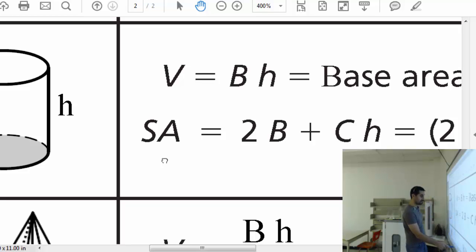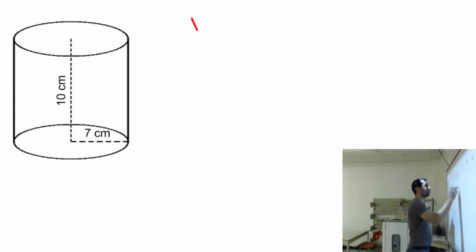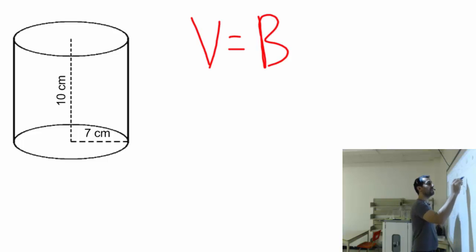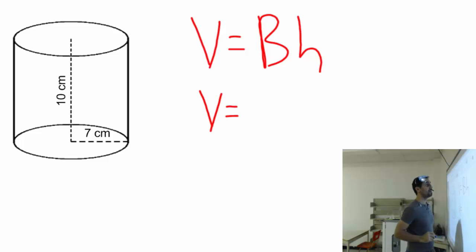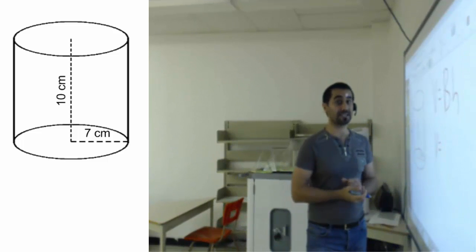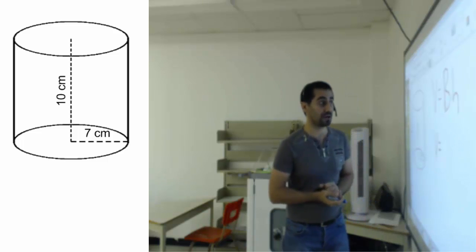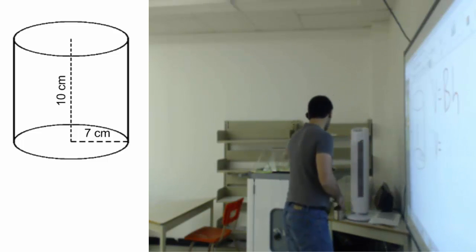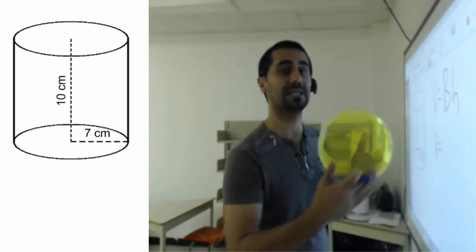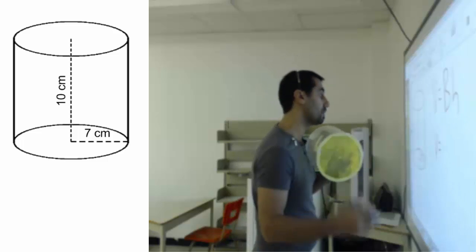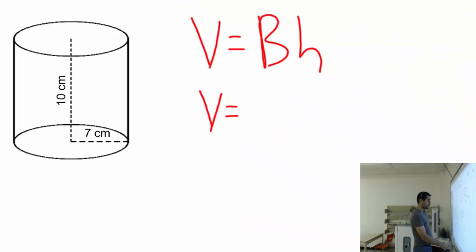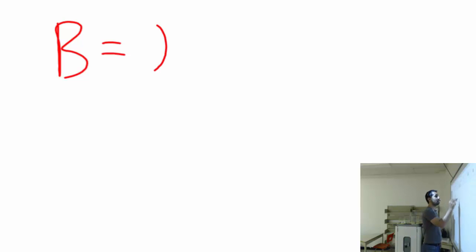It's like a prism. So BH, volume equals capital BH. B stands for the base area, remember from the prism. So let's go ahead and calculate the base area. You know that the base here is a circle, so you're going to calculate the circle area. So let's open a new page here, and write down capital B, which is the base area. At the base we have the circle, so the area formula for the circle is pi r square.